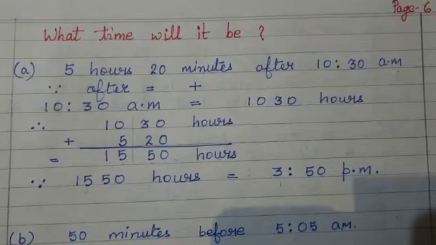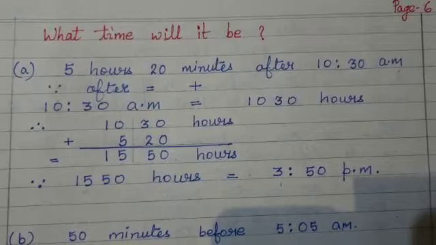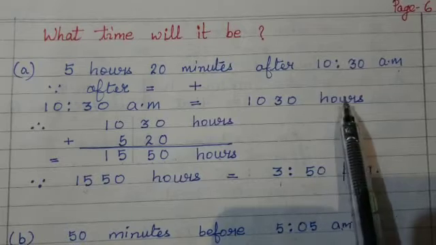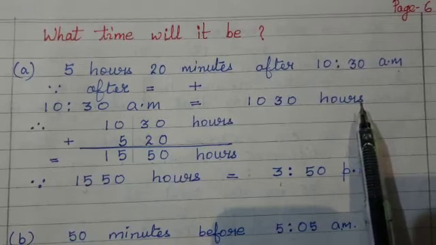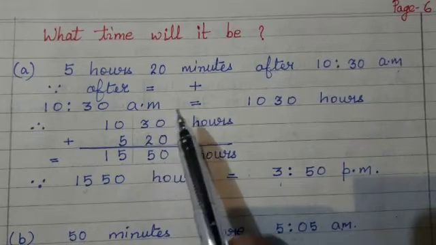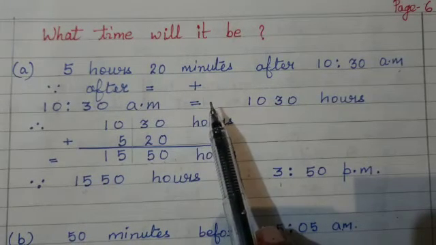Now in this video, we will see how to find out the time. For example, it is asking here, what time will it be? 5 hours 20 minutes after 10:30 am. Here, first of all, it should be very clear that after means addition of time segment.